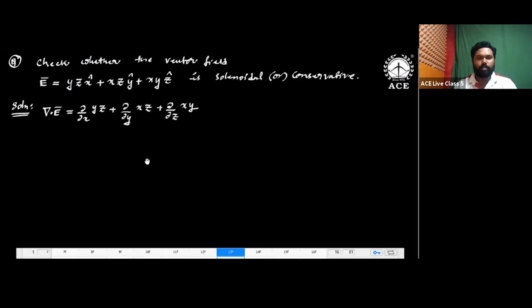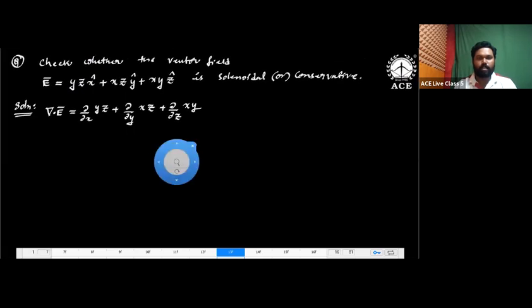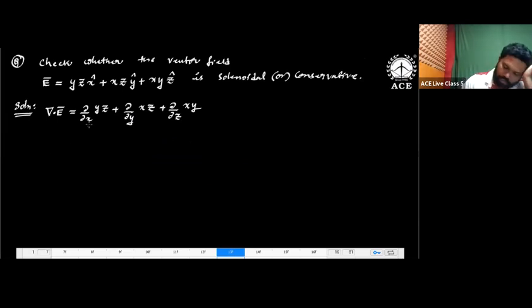So what is the meaning of partial differentiation? When you are differentiating with respect to one variable, other variables are treated as constants, isn't it? So here you are differentiating with respect to x, y and z are constant; with respect to y, x and z are constant; with respect to z, x and y are constants.